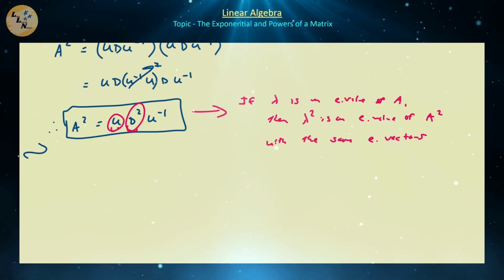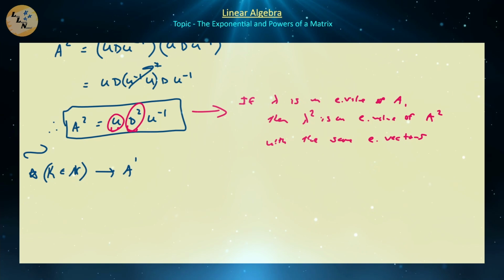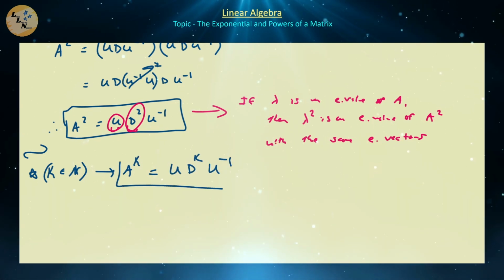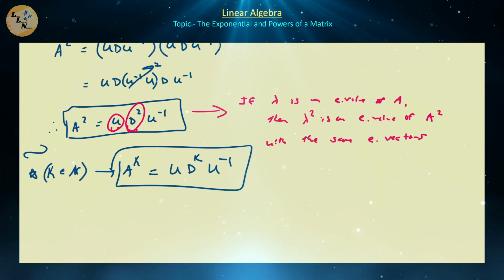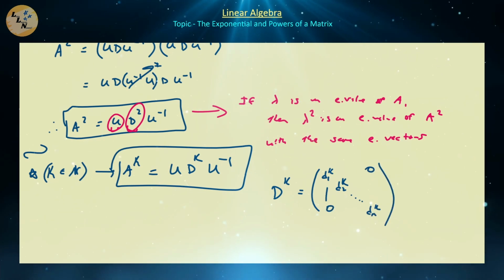Well, what if I want to do, for example, A cubed, A to the 4, and A to the 5? Technically we can extend this via mathematical induction. If we take k to be in the set of natural numbers, A to the power of k is equal to U D to the power of k U inverse. We're just exponentiating those elements on the diagonal of D. So D to the k is equal to d1 to the power of k, d2 to the power of k, all the way down to dn to the power of k, where those d_j's are the eigenvalues of your matrix.